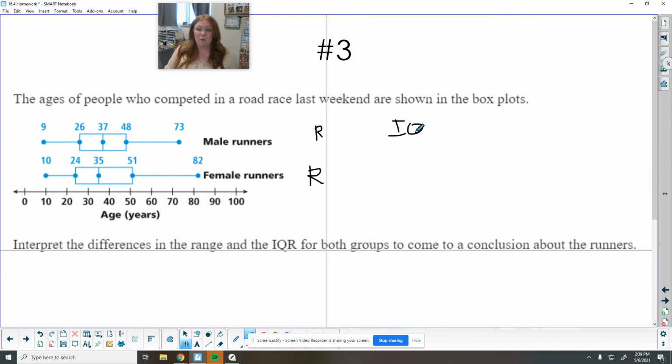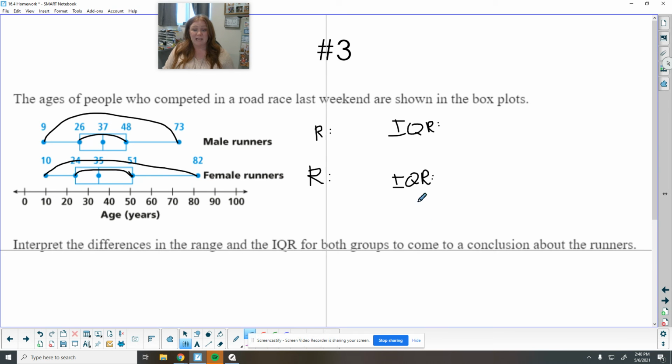I need the interquartile range for male and female. So let's find these and then see what conclusions we can make here. So range, big minus little. Interquartile range, Q3 minus Q1. Then I find the range for the females and their Q3 minus Q1 for interquartile.